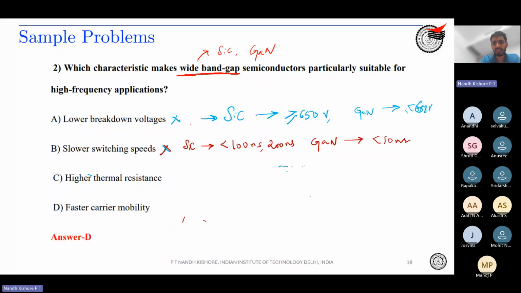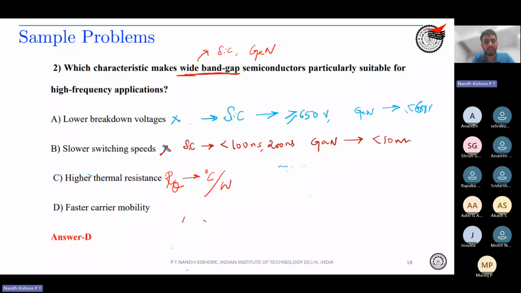So lowest breakdown voltage is not the answer. Slowest switching speed is not the answer, and higher thermal resistance. So thermal resistance, just for your information, is denoted by a symbol called R theta. It is expressed in degree Celsius per watt. That is, for 1 watt of power dissipated, what is the temperature rise? It will tell you the temperature rise.